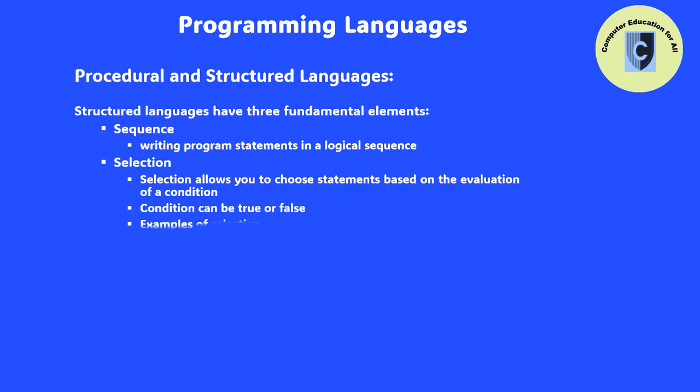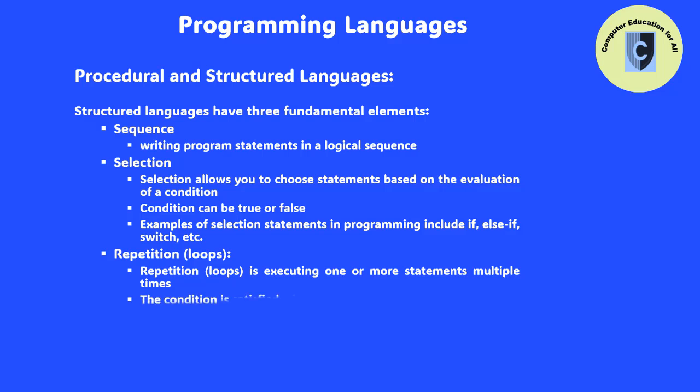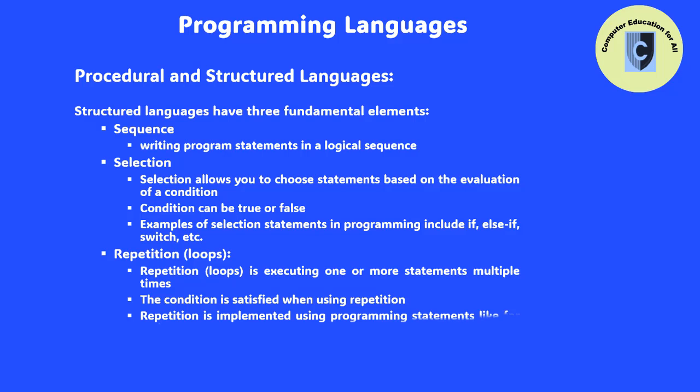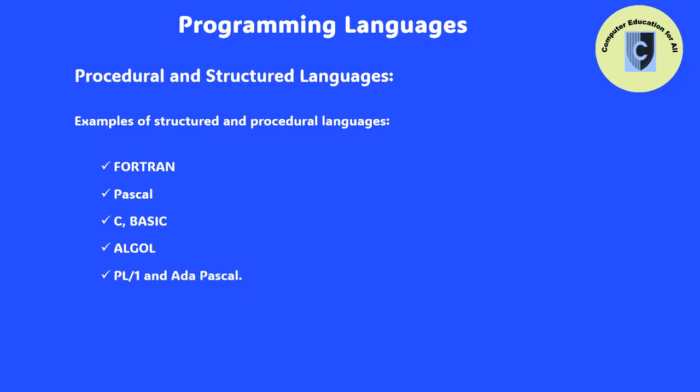Examples of statements that implement selection in programming are if, else if, switch, etc. Repetition, loops. It means executing one or more statements a number of times until a condition is satisfied. Repetition is implemented in programs using statements such as for and while loops. Some examples of structured and procedural languages are Fortran, Pascal, C, Basic, Algol, PL/1, and Ada Pascal.